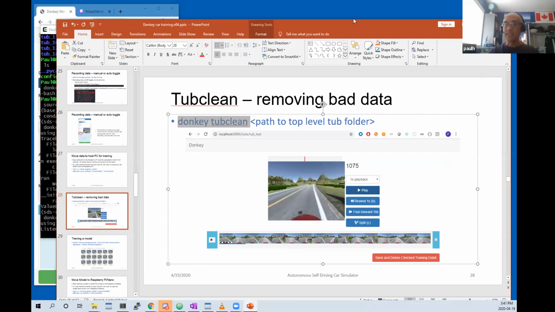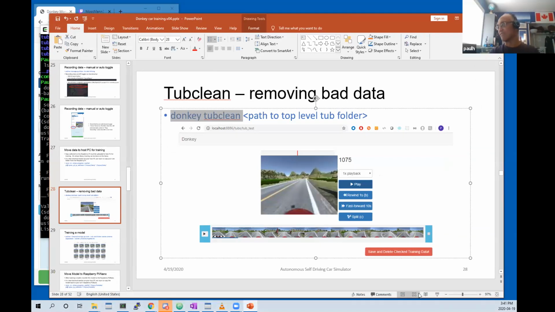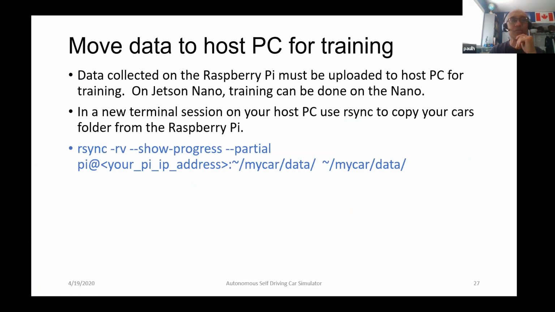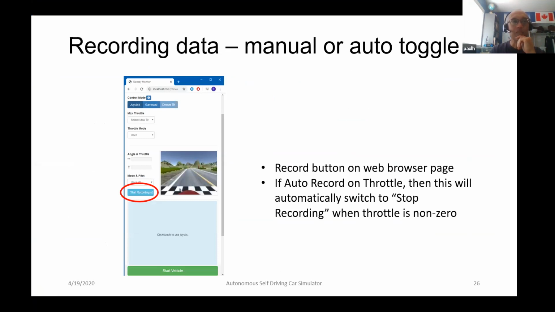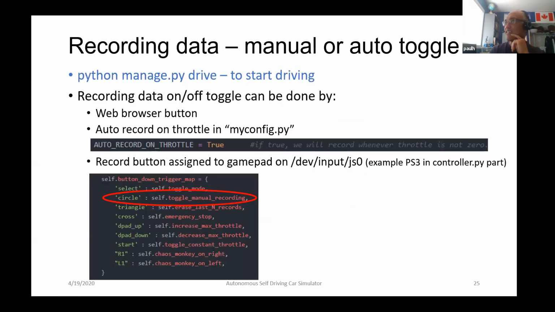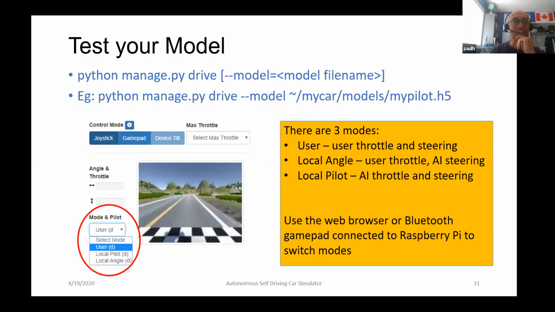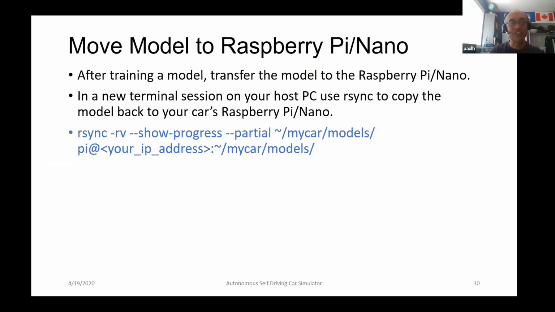All right, let's see. 3:40. Oh, okay, now I'm behind time. All right, so tub clean. You remove your old data, then we move the data to the host PC for training. Sorry, I'm going backwards. No wonder it's not making sense. Okay, now we want to do the training. We take the model and we transfer it back to the Raspberry Pi.